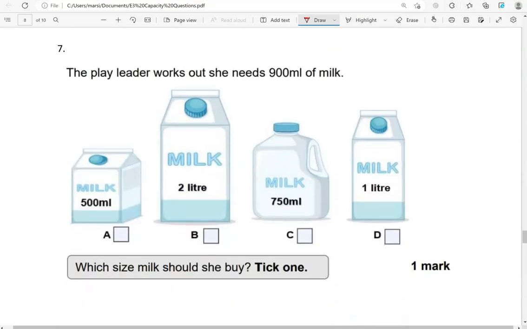The play leader works out she needs 900 millilitres of milk. Which size milk should she buy? Tick 1. So they need 900 millilitres of milk. It can't be less. Maybe it can be a bit more than that. So in 1 litre, we have 1000 millilitres. In 2 litres, there will be 2000 millilitres, so double.